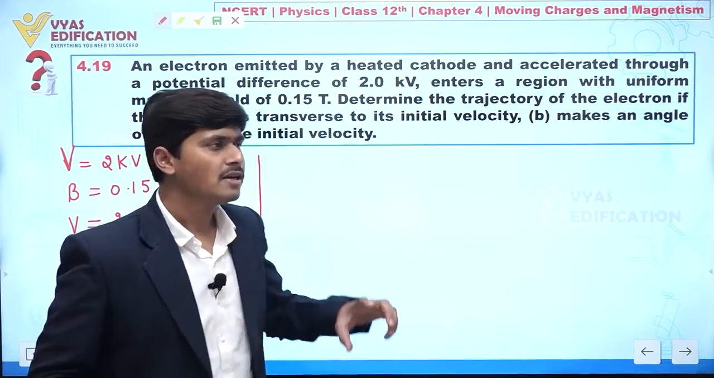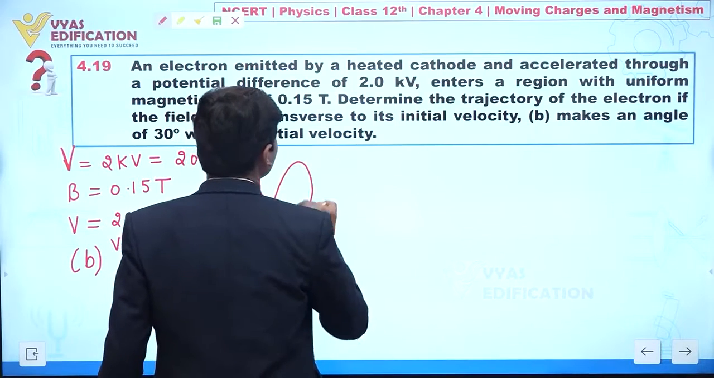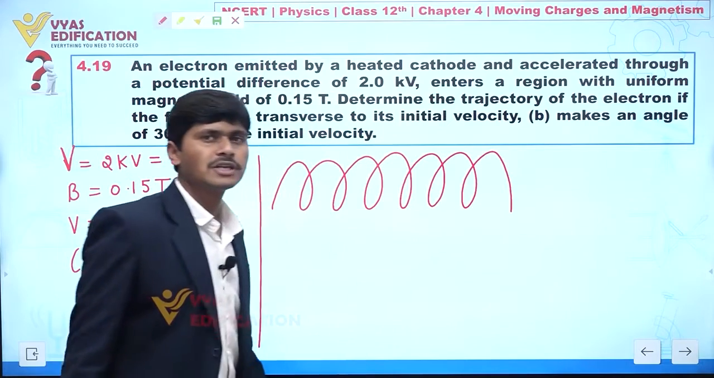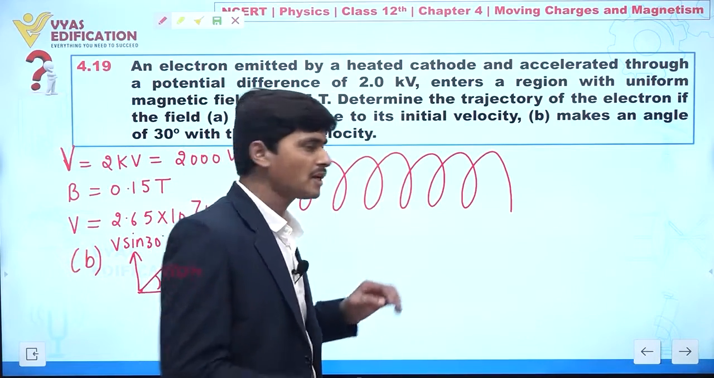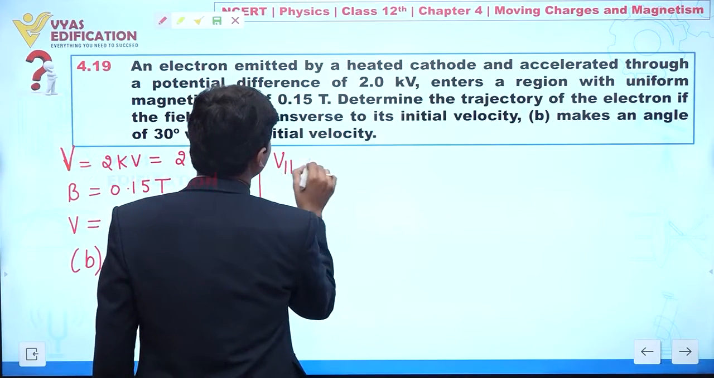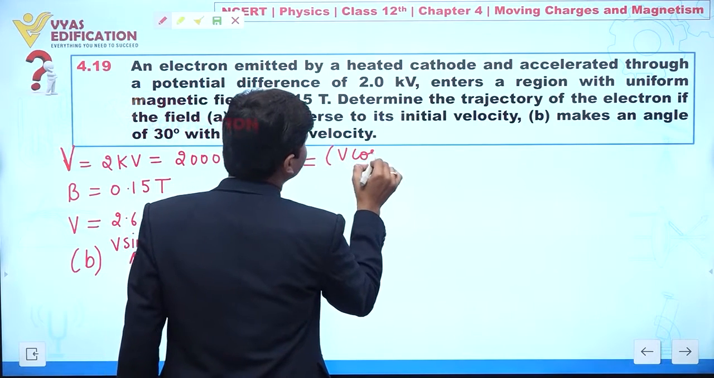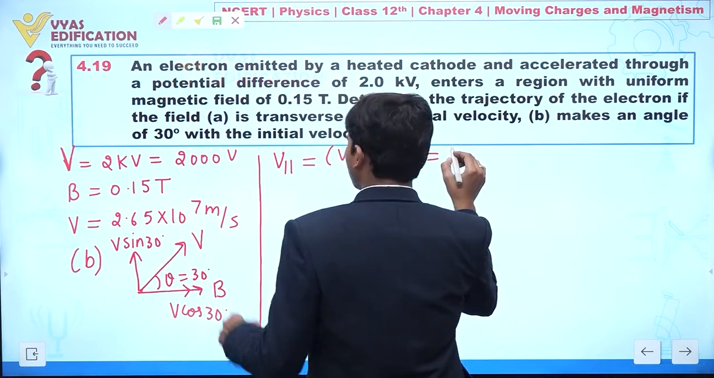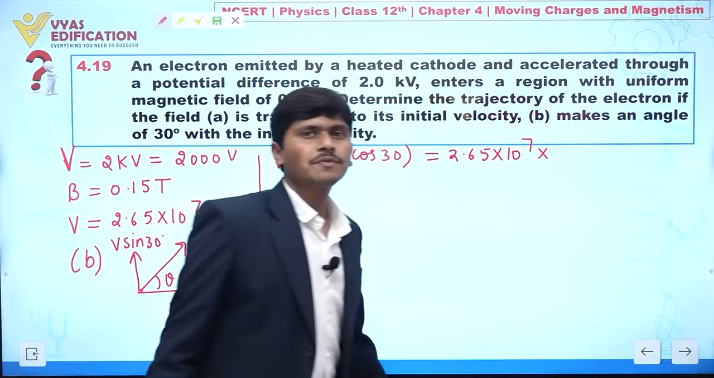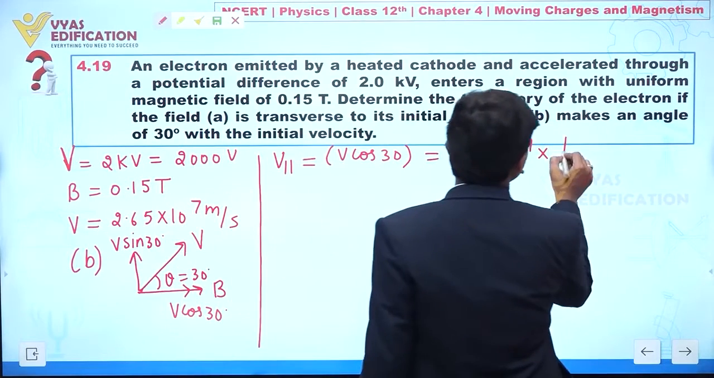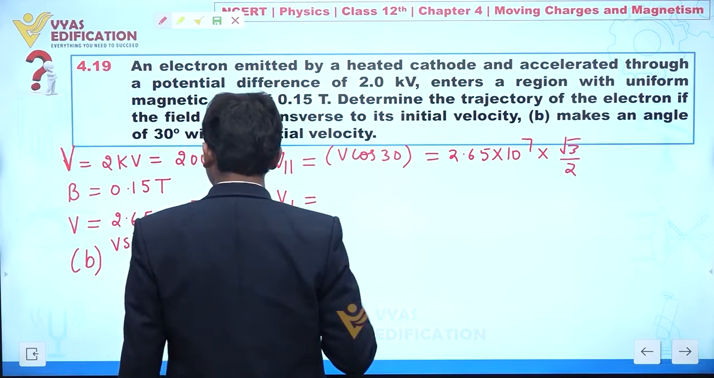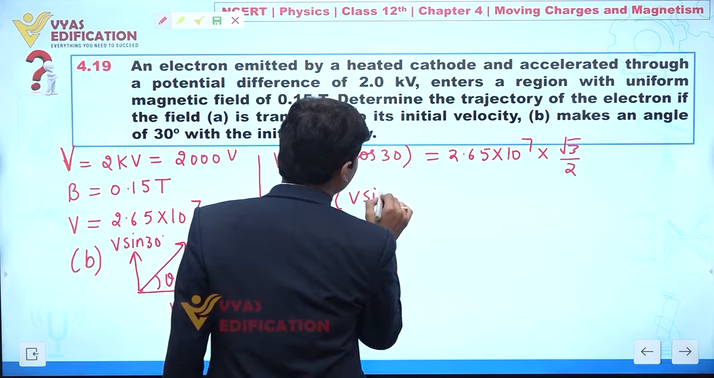Yes, or we can say in a helical path the electron will go like this, so it has a circular radius as well as axial displacement. Clear? So now if I find the two components of velocity, the parallel component is given by v cos of 30. Clear? So the value of v is 2.65 into 10 to the power 7, and the value of cos 30 is root 3 by 2. Clear? And v perpendicular is given by v sine of 30.